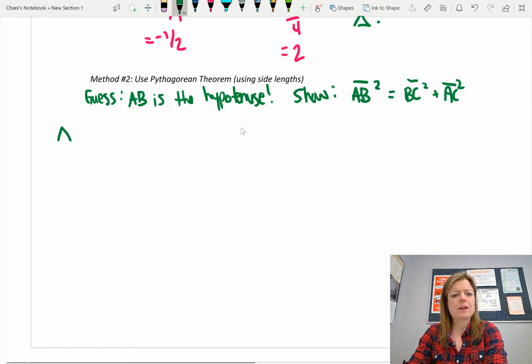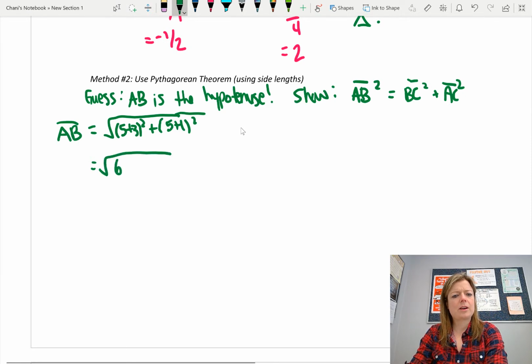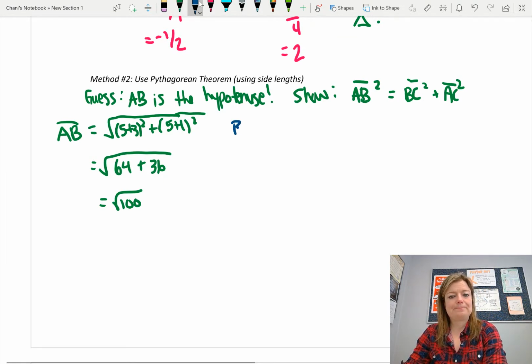So we're going to find the length of AB, BC, and AC. So the length of AB, we do our x2 minus our x1. So 5 plus 3 all squared. Then y2 minus y1, 5 plus 1 all squared. Okay, so this is just 8 squared, which is 64. And this is 6 squared, which is 36. So you get the square root of 100. Now I'm actually going to leave it like that instead of 10, and you'll see why in a minute.